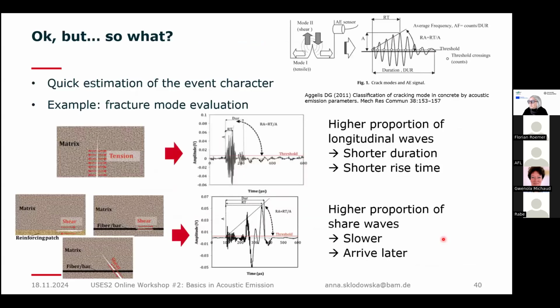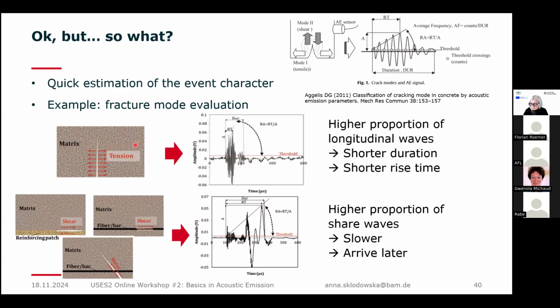Okay, that's great. We have a lot of parameters, but so what? The idea is that using those parameters, we can do a quick estimation of the character of the event. For example, we can evaluate the fracture mode. So this is an example.